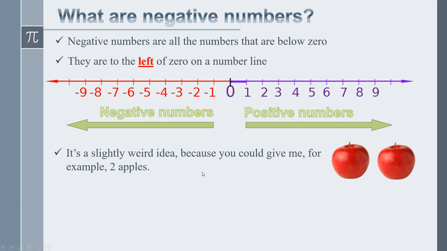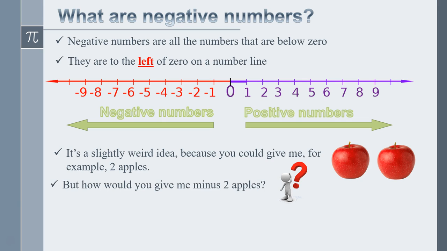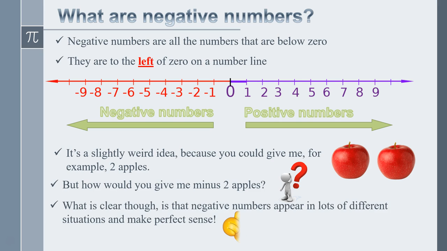Now, negative numbers are a slightly odd idea because, you can see there, if I asked you for 2 apples, you could give me 2 apples, not a problem, but the question is, how would you give me minus 2 apples? Essentially, negative numbers are a bit of an idea rather than something that you can actually hold in your hand, but it doesn't really make a lot of difference because negative numbers just allow us to do a whole bunch of things that make sense in a range of different contexts.